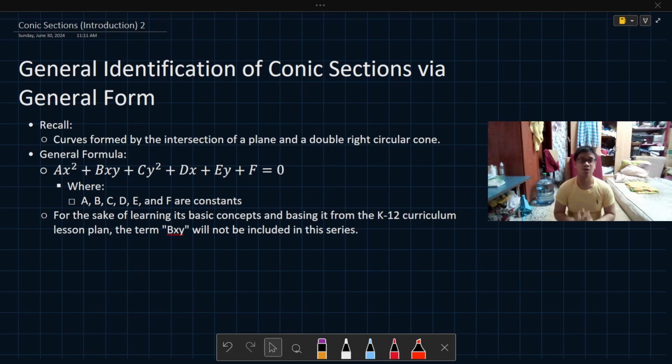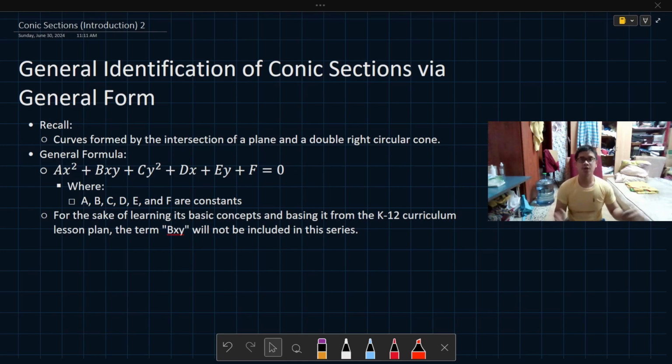What are conic sections? Conic sections are curves formed by the intersection of a plane and a double right circular cone. In the first part of the introduction to conic sections, I visually showed you how conic sections are formed. We had an experiment: if this is a double right circular cone and a plane intersects at this part, then we rotate or tilt it at that point, what will happen? If you haven't watched that video, I suggest you watch it first before you proceed here.